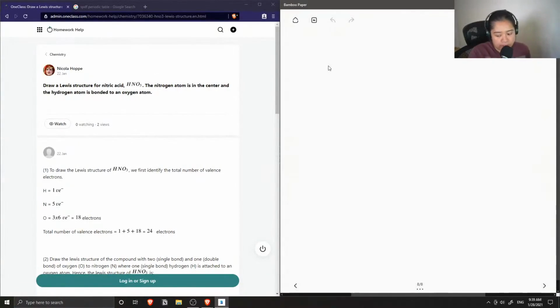Okay, so question number 8 says to draw a Lewis structure for nitric acid, HNO3, and they told us that the nitrogen atom is in the center and the hydrogen atom is bonded to an oxygen atom. Okay, so that's helpful. And we first need to find out the total valence electrons for nitric acid.